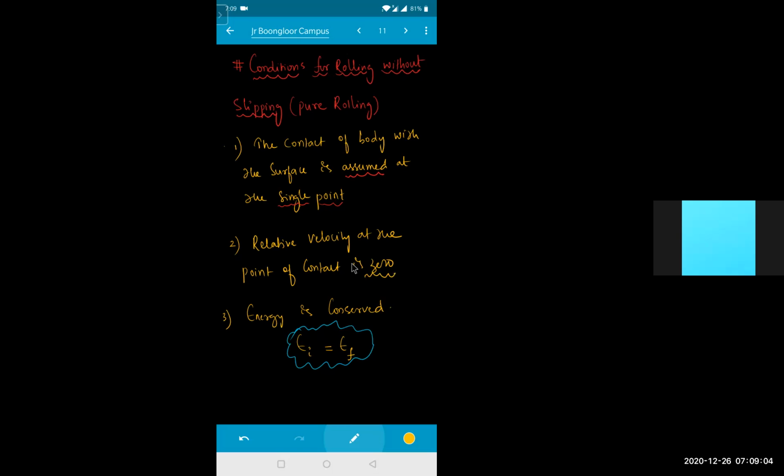0. And energy is conserved in this one. Initial energy will be equal to final energy. Is it clear? So what are the conditions for rolling without slipping? The contact of the body with the surface is assumed as a single point, the relative velocity at the point of contact is 0, and energy is conserved. Is it clear?